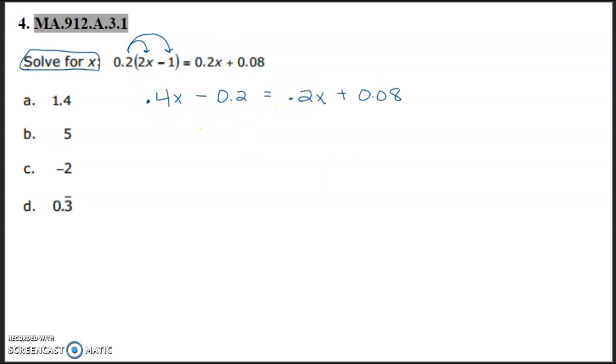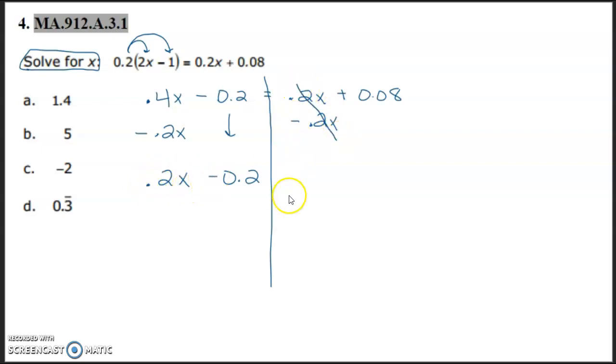All right, so the first thing I'm going to do is move the variable. So I'm going to subtract 0.2x from both sides. We can draw a line if that's helpful. Minus 0.2x. And then I'm going to bring this down. So we have 0.4 minus 0.2, which is 0.2x. These canceled, and over here we have 0.08.